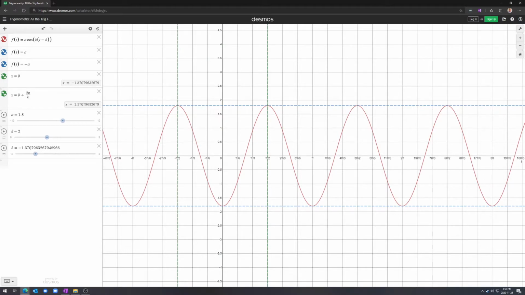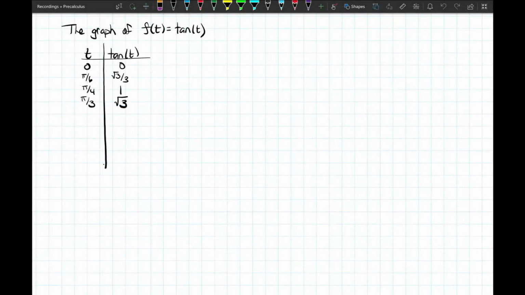But now let's take a look at tangent. And so let's go back to the notes here and see if we can figure out what the graph of tangent looks like, and then maybe we can come back and play around with some transformations. Now thinking about the graph of tangent of t, we have a few points that we can refer to around the unit circle. When t equals 0, tangent of 0 is 0 because we have tangent t as being y over x, which is 0 over 1 at the initial point.